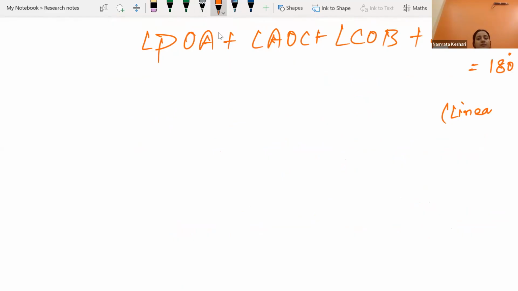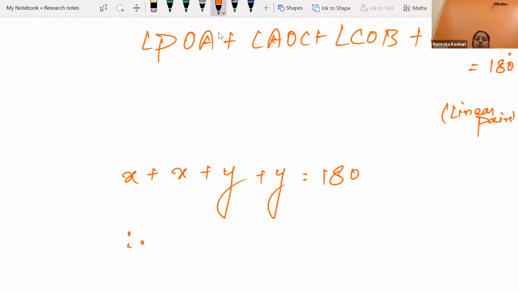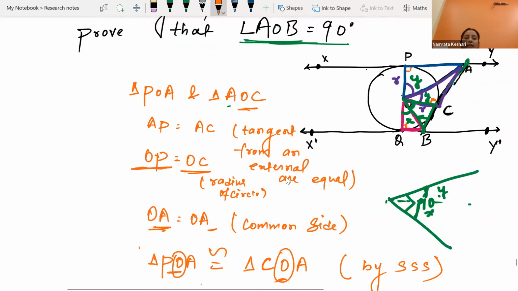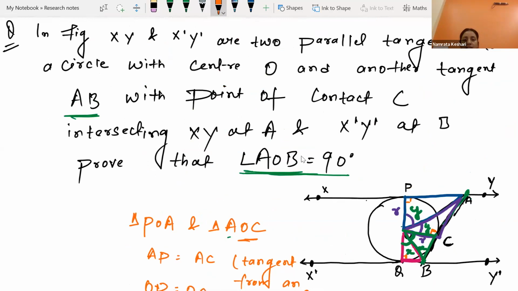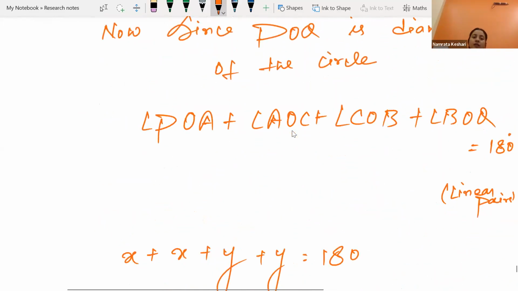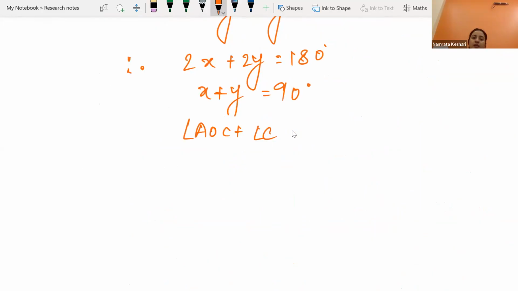Linear pairs, you can write. Now we'll say that X plus X plus Y plus Y is equal to 180. Therefore, X plus Y is 90 degrees, and hence we are done. Hence, angle AOB, this complete angle, is 90 degrees. If you want, you can write AOC plus COB is 90. Therefore, angle AOB is 90 degrees.